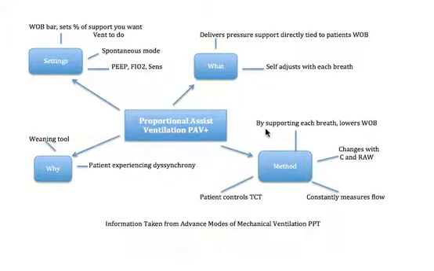So let's look over here at the method of how exactly this works. By supporting each breath, this lowers the work of breathing, right? So that percentage in the work of breathing, like I said, it's going to give more support if it feels the patient needs it. The way it does that is because it's constantly measuring the flow. If it's reading that there's an increased need for flow, it's going to realize that the patient needs more support. So it's going to give more support. And this, obviously, with flow and everything else, changes with your compliance and your airway resistance.